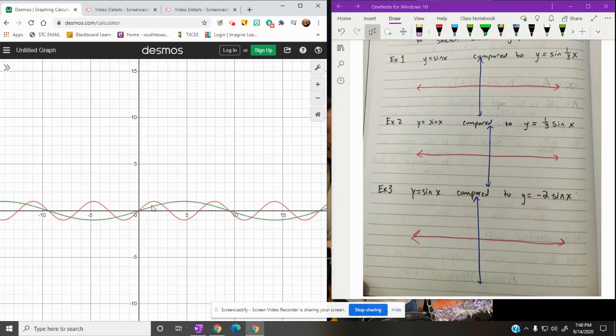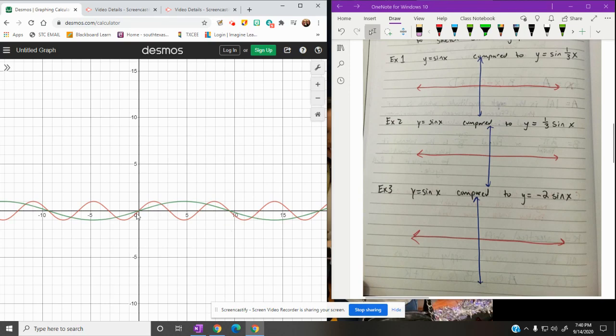And now I want you to compare this green and red. So let's do it like that too. The regular sine, sine of x, will be in red. So each one of these will be in red. And then your new function will be in green. Okay? So notice we have the 1/3 x. So remember, what does that 1/3 do? That 1/3 changes the period.